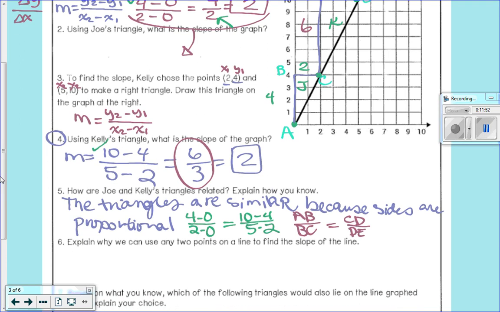Why? The slope of a line is constant, right? Does it ever change, the slope? No. So the slope of a line is constant, because we saw parts of the line and we got the same slope, right?